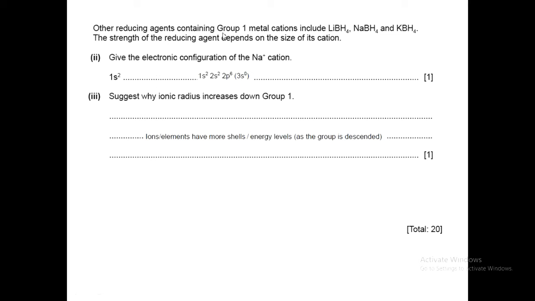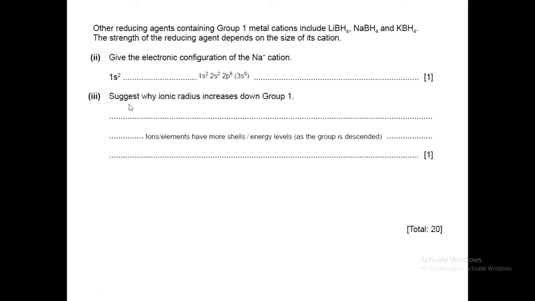Other reducing agents containing group 1 metal cations include lithium borohydride, sodium borohydride, potassium borohydride. The strength of the reducing agent depends on the size of its cations. Give the electronic configuration of Na+. So the sodium positive electronic configuration was to be given. Sodium has an atomic number of 11. When 1 electron is removed, it comes out to be 10. So the electronic configuration comes out to be 1s2, 2s2, 2p6.